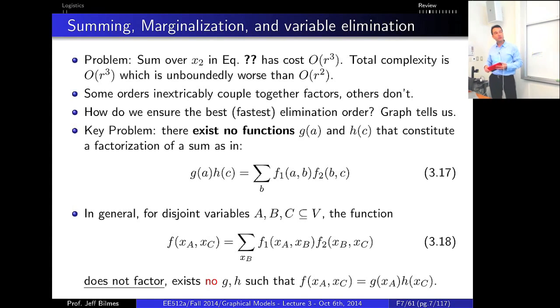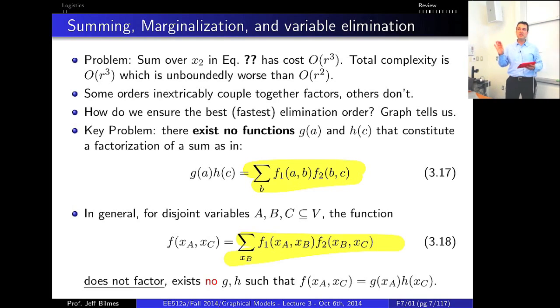And basically that corresponds to this problem, which is that in general, once you've marginalized out a variable, b in this case, we get a factor which doesn't further decompose into two factors amongst the remaining variables, a and c in this case. And more generally, if x_b is a vector of variables, we sum out that vector, we are inextricably coupling together the residual variables x_a and x_c.